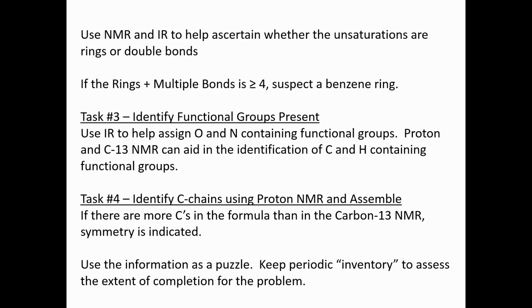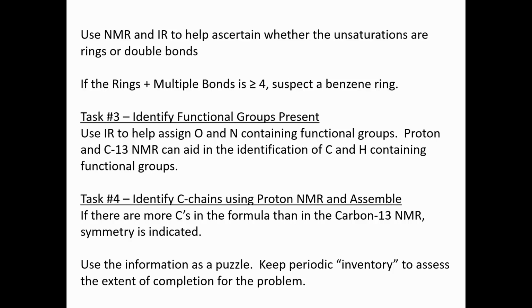Task number 3, we're going to identify all the functional groups present that we possibly can. For oxygen and nitrogen containing functional groups, the infrared is probably our best source because they don't have an NMR. But for a functional group where a hydrogen or a carbon is involved, the infrared and the proton or C13 NMR might also be helpful.